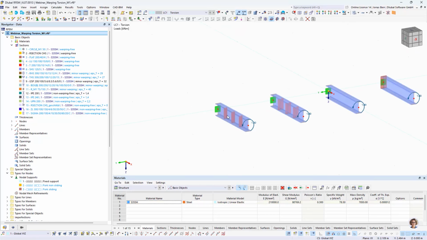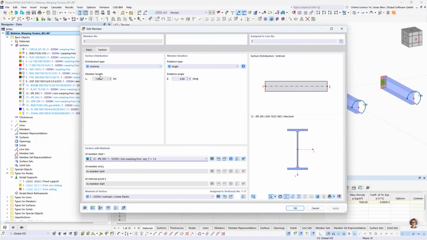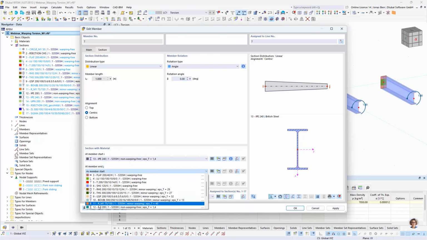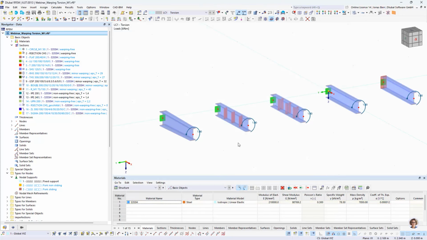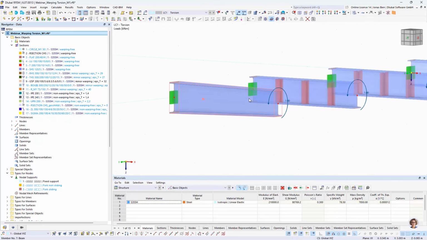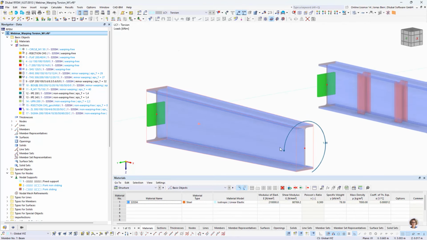Then we said also another example for changing torsional and warping stiffness can be a tapered member. So let's add one example for that to take this into account. So we just add another cantilever with a linear section distribution type, and at the member start we will now increase the member size to an IPE 240, and at the member end, at the free end, we will keep the IPE 200. So we can see this beam now has a linear cross-section distribution from a small cross-section to a larger one here.